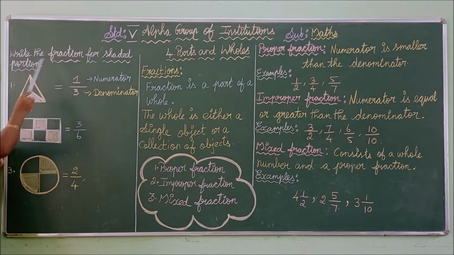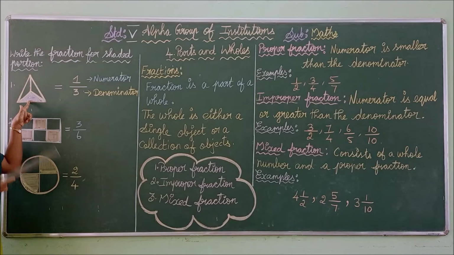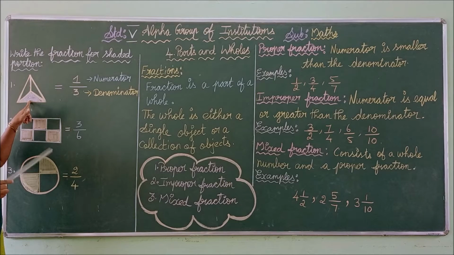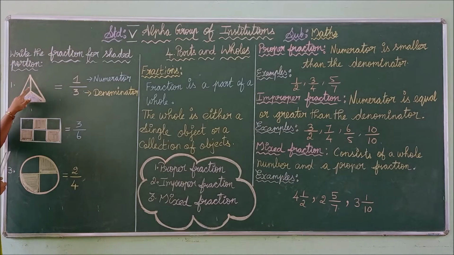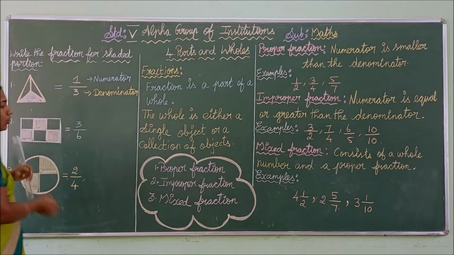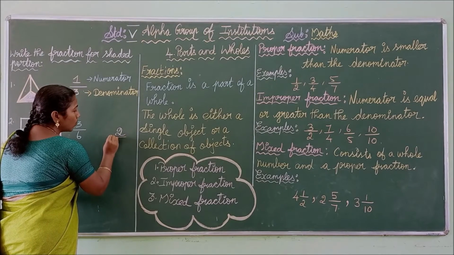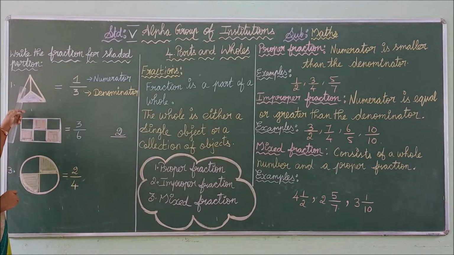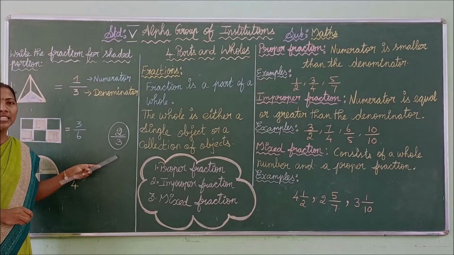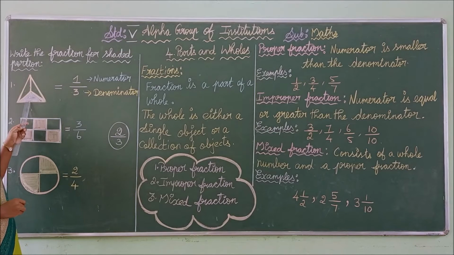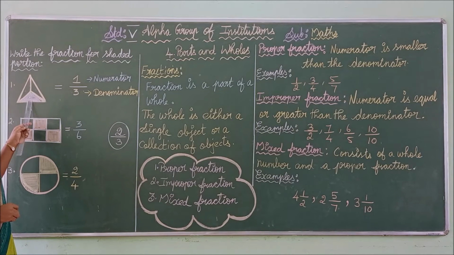Suppose, children, the question asks you to write the fraction for the unshaded portion. Unshaded means you write the unshaded portion as the numerator. See here, how many parts are not shaded? 1, 2. 2 parts are not shaded. So you write 2 as the numerator, draw the small bar, and write the total parts. Totally how many parts? 1, 2, 3. So our answer is 2 by 3. So 2 by 3 is the answer for the unshaded portion of the given picture, and 1 by 3 is the answer for the shaded portion. Do you understand, children?